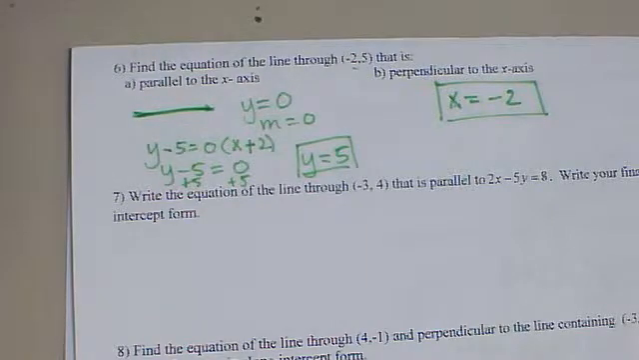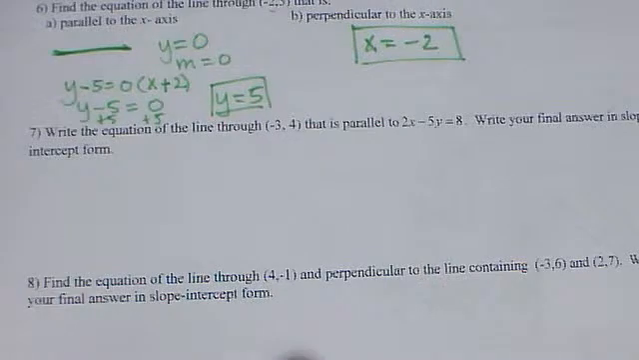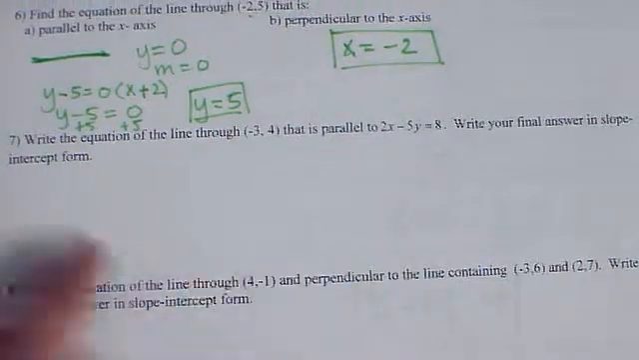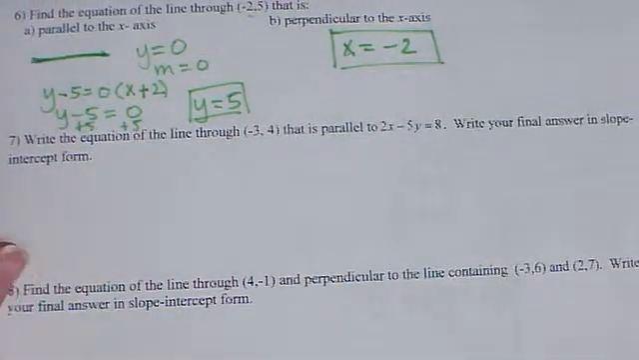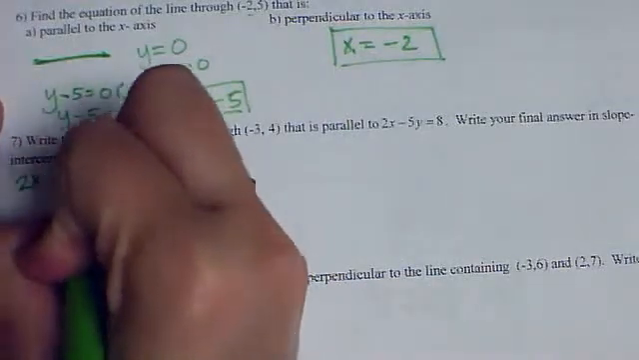Let's look at a few more problems that don't involve slope of 0 or undefined. If I want to write the equation of the line through negative 3, 4 that is parallel to 2x minus 5y equals 8, and I want you to write that in slope-intercept form. I'm going to start with this equation right here so that I can find my slope. By getting y by itself, or getting the equation into slope-intercept form, I can find my slope. So I'm going to start with 2x minus 5y equals 8.